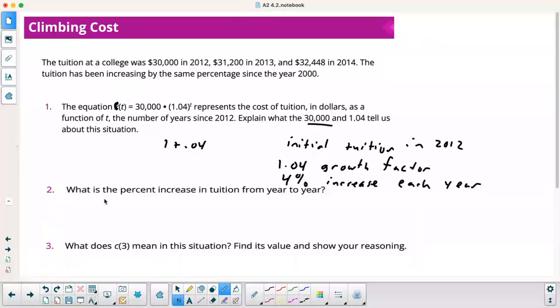Okay. So what's the percent increase in tuition from year to year? So I kind of already said that it's 4%. How did I get that? Well, I looked at the number here, the 1.04.